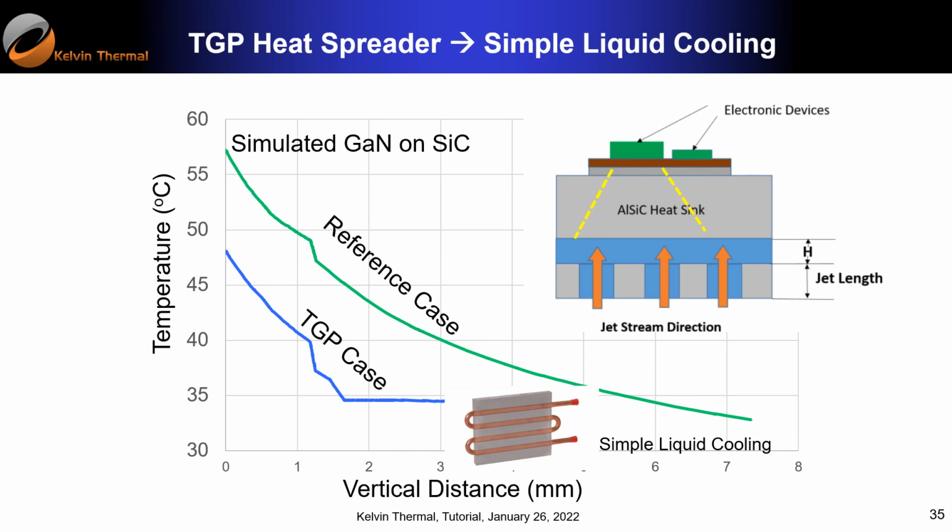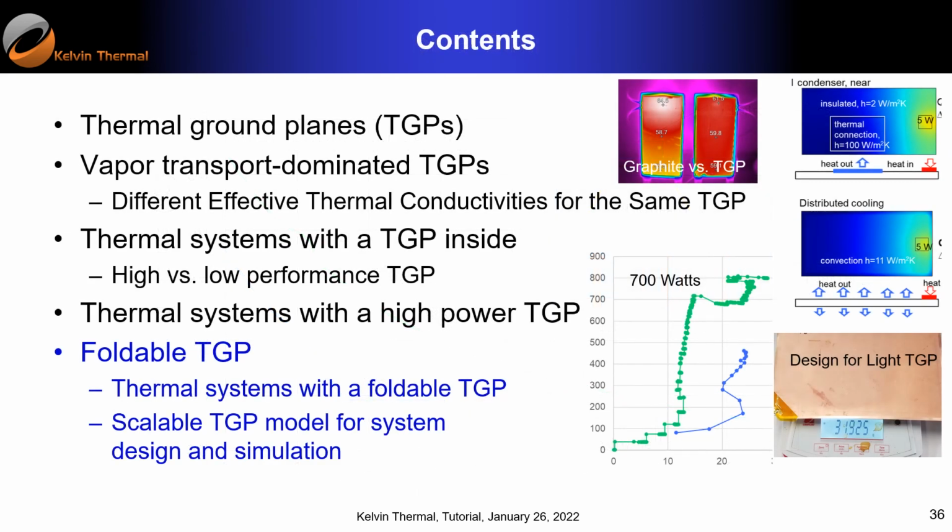So very quickly, I give you a review of thermal ground plane. I talk about vapor transport dominated TGP, and I give you many warnings. Don't ever use thermal conductivity in your thermal design, okay? Because they do change, even with the same TGP, all right? I also share with you, sometimes you don't want to go for high performance TGP because you can reduce weight, you can reduce cost, you can do many other things with a lower performance TGP if you have a good thermal design. Also, I share with you a good number, 700 watts, no problem. We can do this nowadays, all right? So that will conclude my section.